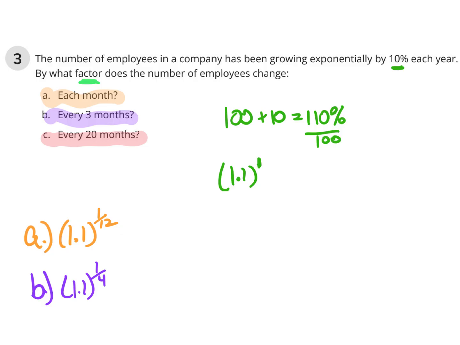And then for C, every 20 months. That's a little bit weird. So 1.1 to the 20 over 12. But we're not going to leave it as 20 months out of 12 months. Or you could leave it like that, or you could reduce your fraction. Since they both have a factor of 4, let's say 5 over 3. 20 divided by 4 is 5, and 12 divided by 4 is 3. This is the one you will see on the standardized test if you're asked the question.